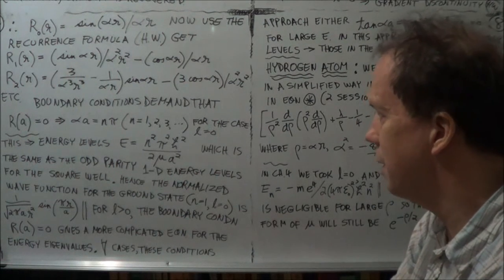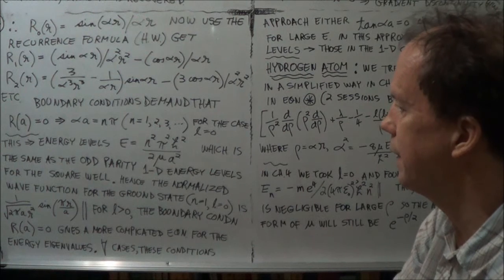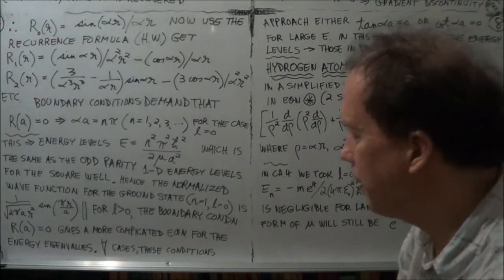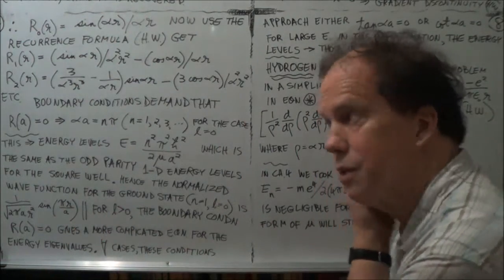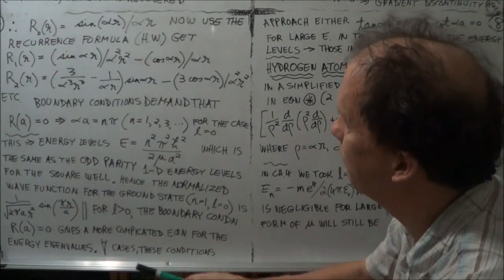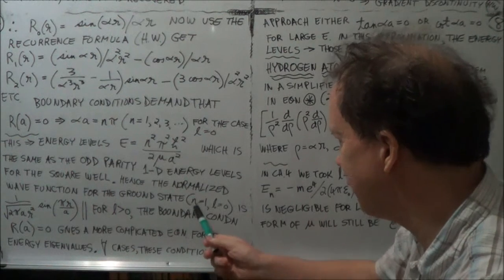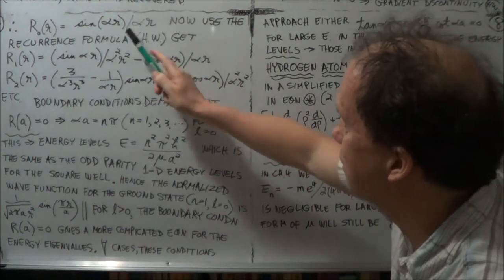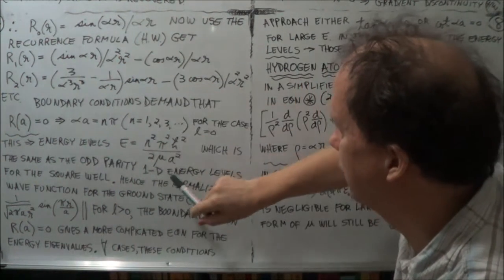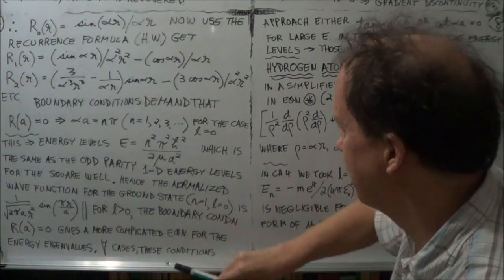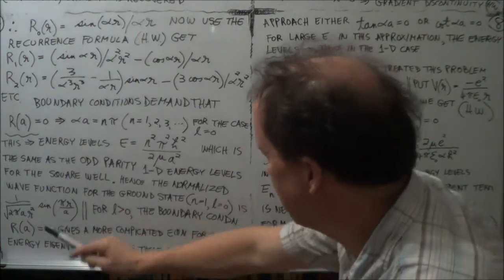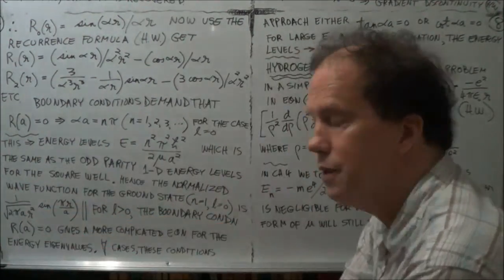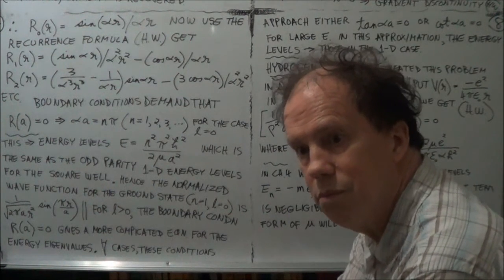Now we can normalize the wave function. For R, it's not too hard. N is 1, L is 0. So we've got a value for alpha. Again, do that also for homework. This is your normalization term.